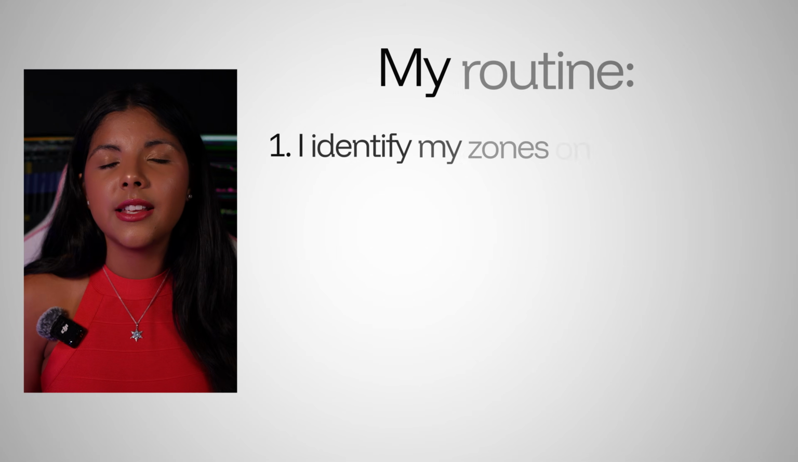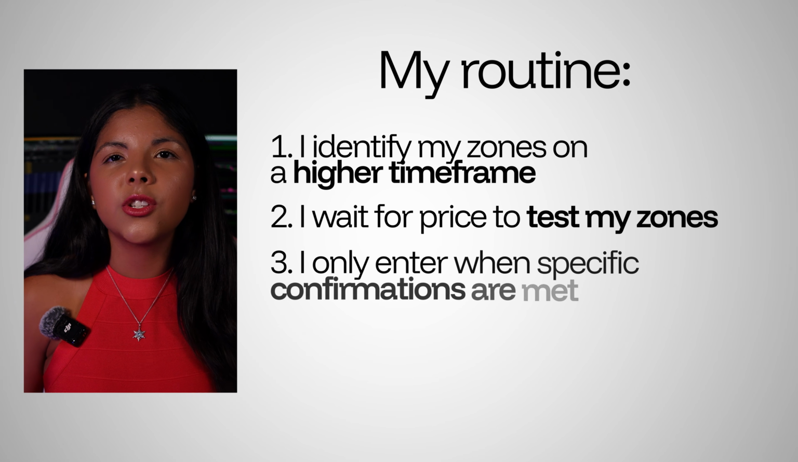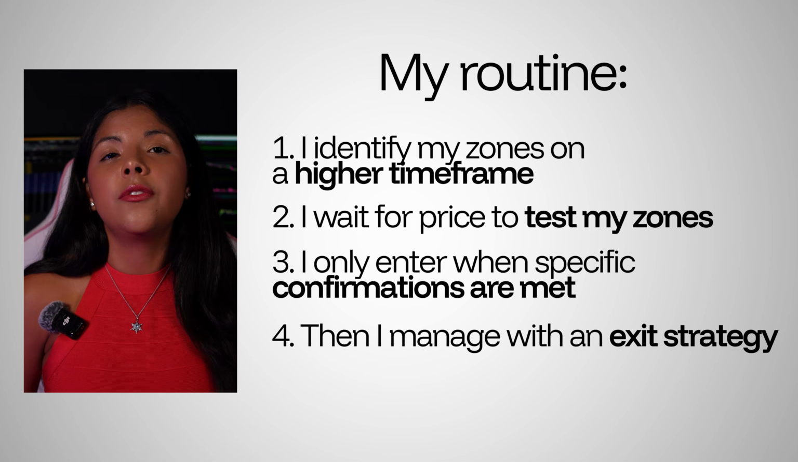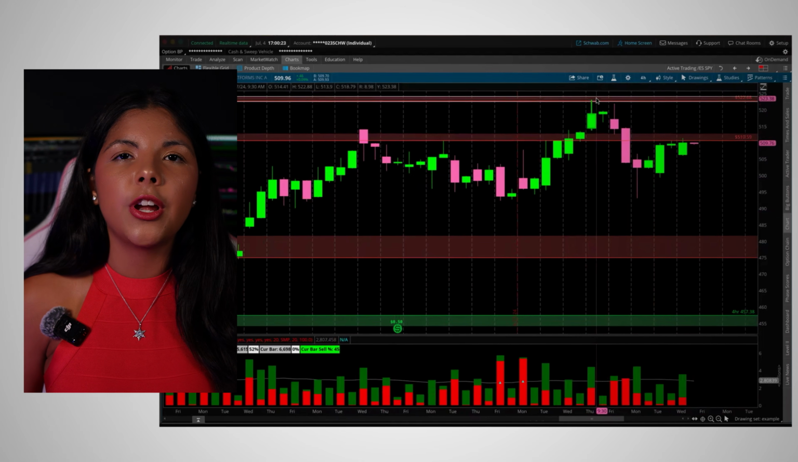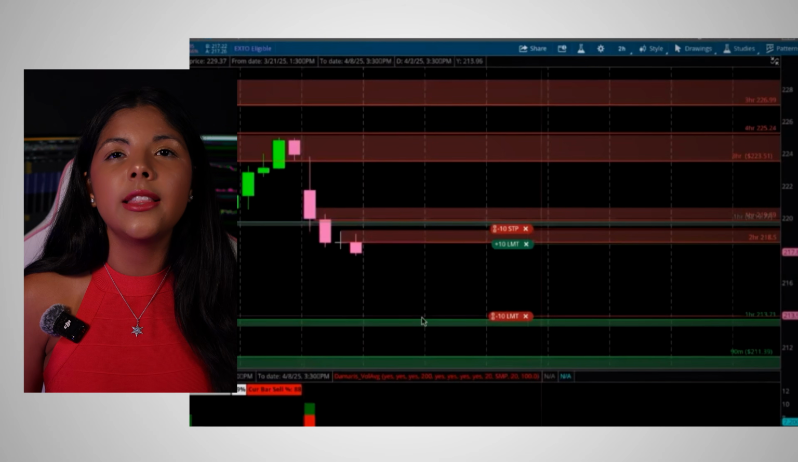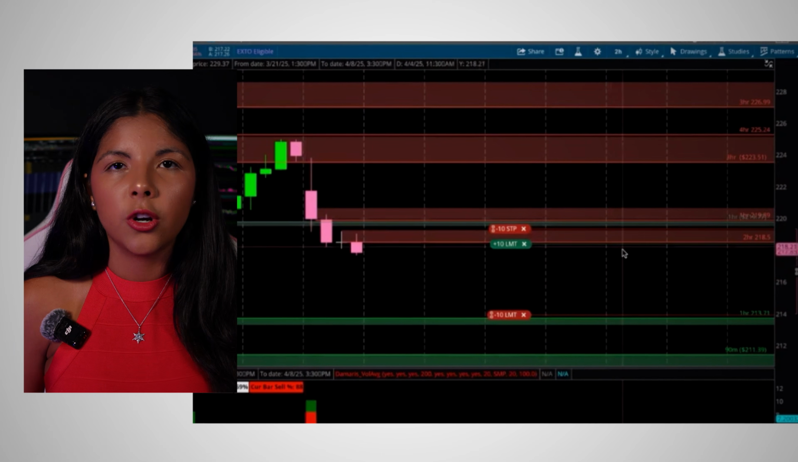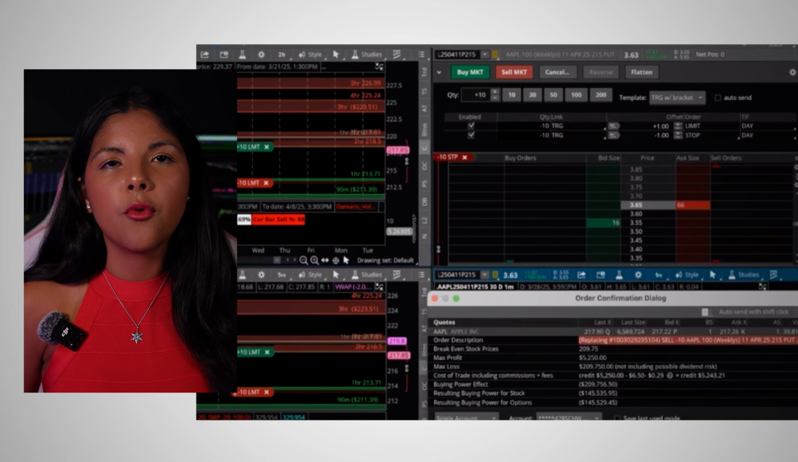So an example of my routine is, first I identify my zones on the higher time frame. I wait for price to test my zones, and I only enter when specific confirmations are met. Then I manage with an exit strategy. If you're doing supply zones, you identify your zone. Once price touches your zone, that's your entry. You could place limit orders. I like to use trigger with the brackets that automate your entry, your stop loss, and your target. And you could automate your trading plan with the OCO bracket for your swing trades. Most importantly, there is no point in backtesting if you're not tracking the data.